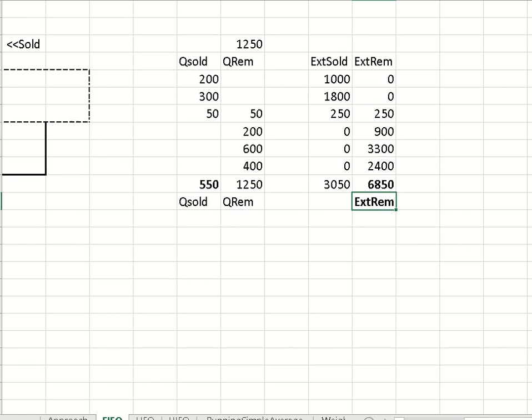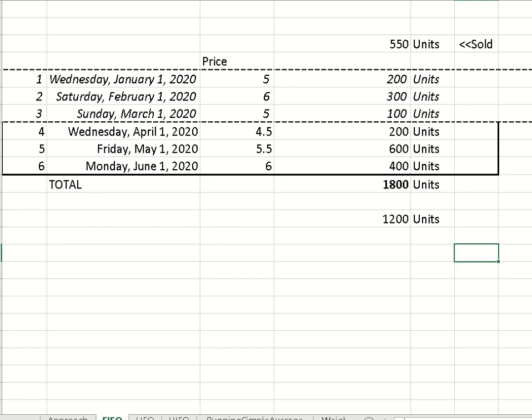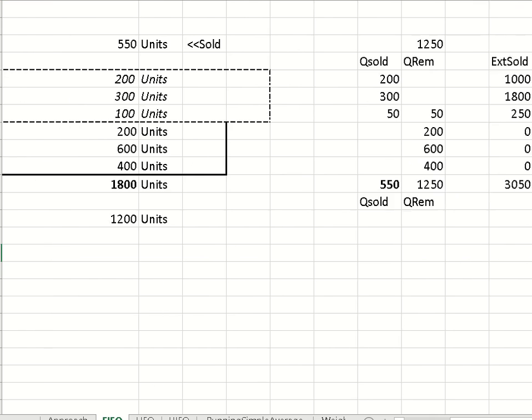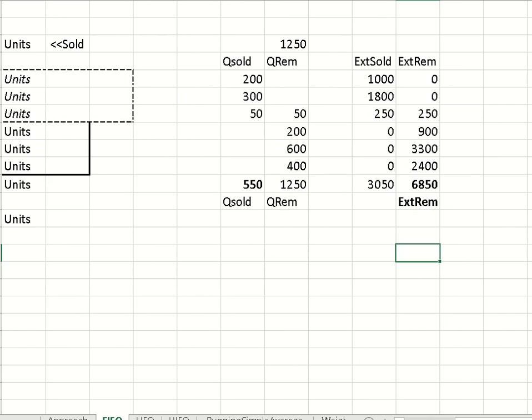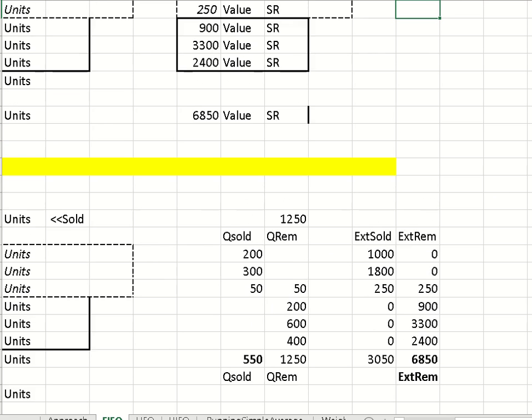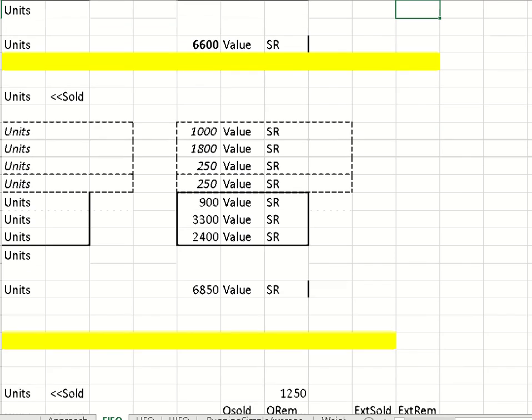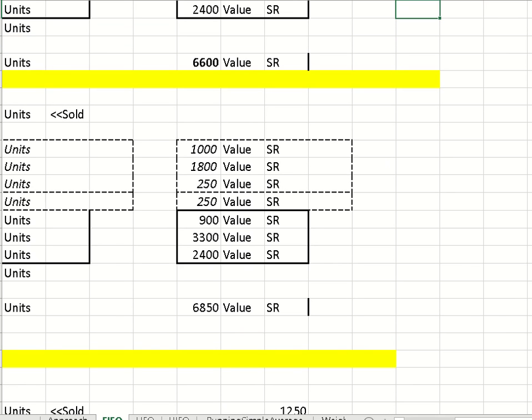This is called extended. Extended is the product of price times quantity. That's another word to refer to the amount. Sometimes we call it an amount. So we have here 250, 900, 3,300. So this is 6,850. If you look at these approaches, the amount of the inventory left at the warehouse is 6,850. Let's look up. So it's the same approach, 6,850.